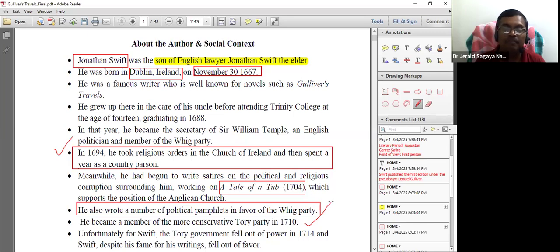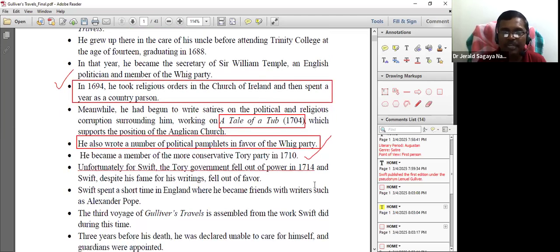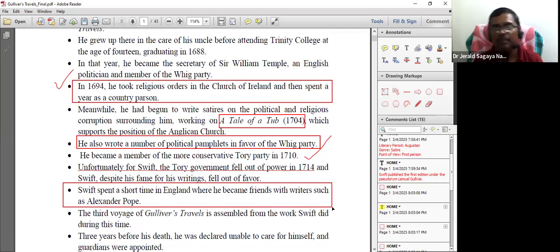But unfortunately, the Tory government fell out of power in 1714. What he expected was that the party would remain in power. He went to the Tory party, but the Tory party fell, because of which he was very much disturbed. And then you find that he became a very good friend of Alexander Pope, and he, along with Alexander Pope, started a club called the Scribblers Club.